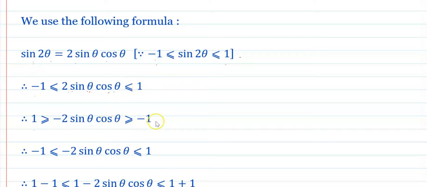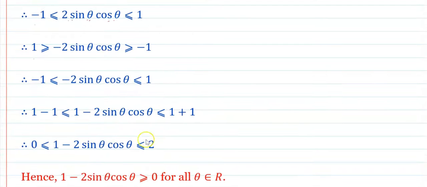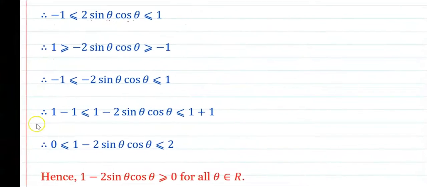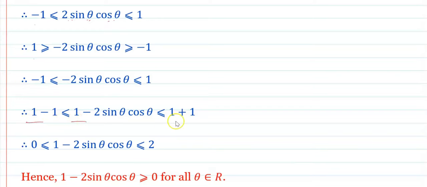1 into -1, you will get -1, and hence this inequality can be written as -1 is less than or equals to -2 sin theta is less than or equals to 1. Okay. Now the next. In all of these inequalities we are going to add 1. Here the +1, -1. Here 1 is added, here 1 is added, here 1 is added. Therefore 1 minus 1 that will become 0.